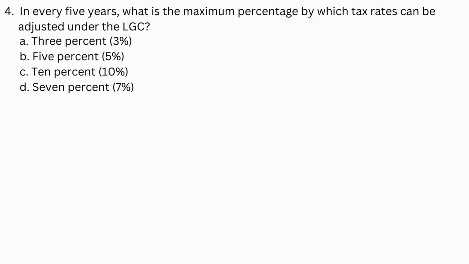Number 4. In every 5 years, what is the maximum percentage by which tax rates can be adjusted under the Local Government Code? A. 3%. B. 5%. C. 10%. D. 7%.